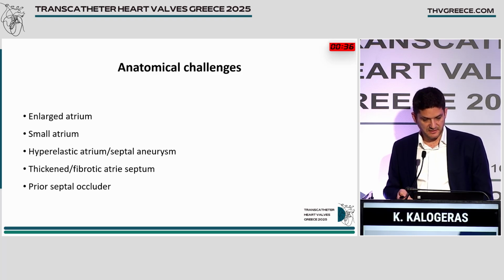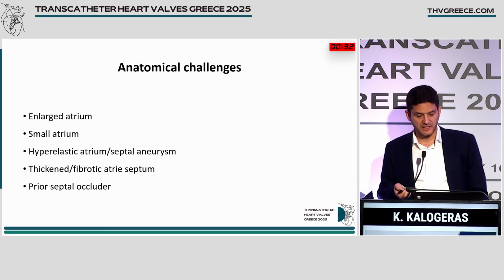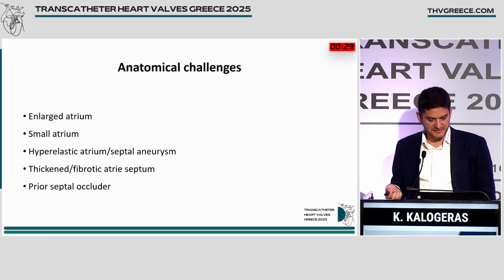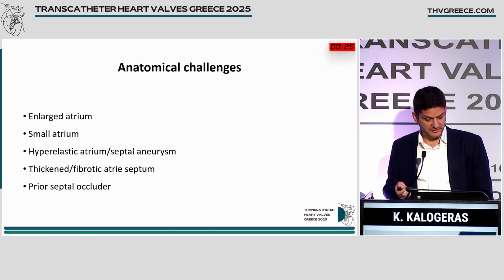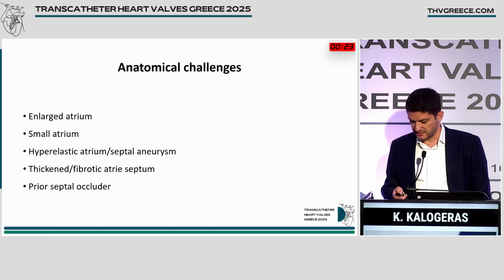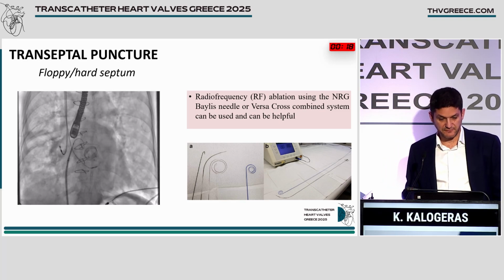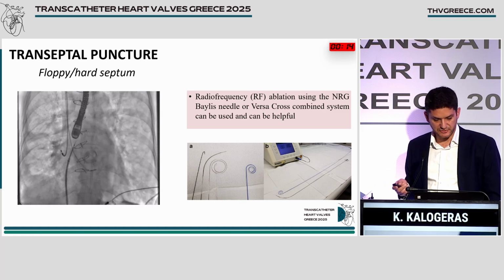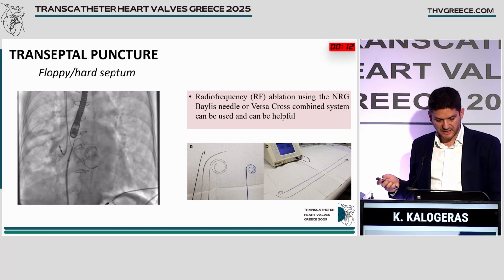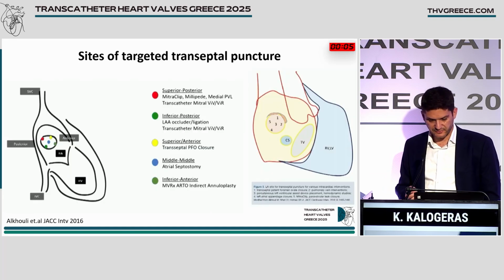Many challenges can somebody face: very large atriums or a small atrium, aneurysm, hyperelastic atrium, thickened and fibrotic atrial septum, or even a prior septal occluder. All these are challenges. Hopefully we have some tools, especially for floppy or hard septums, like radiofrequency ablation. You can see here on the left side how, applying radiofrequency, the wire jumps into the left atrium and makes our life quite easy.